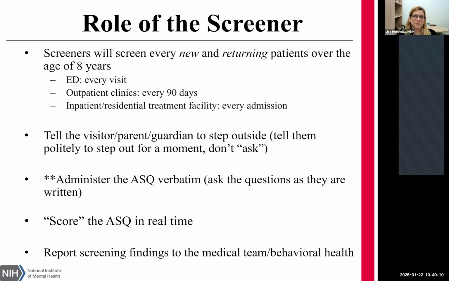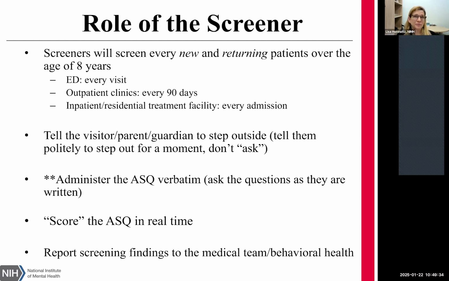So the first thing to do is you pick your screener, and the ASK was really developed for nurses, for medical technicians, for medical assistants to start the screening when they do the other nursing assessment questions. But anybody who's trained can screen for suicide risk. Screeners are going to screen every new and returning patient over the age of 8 years old.